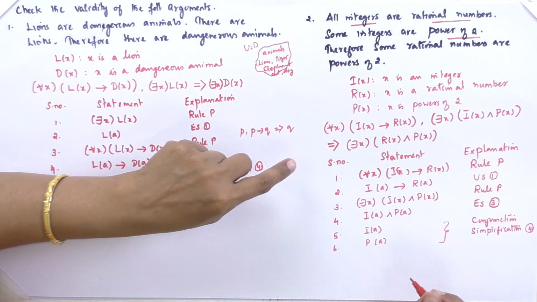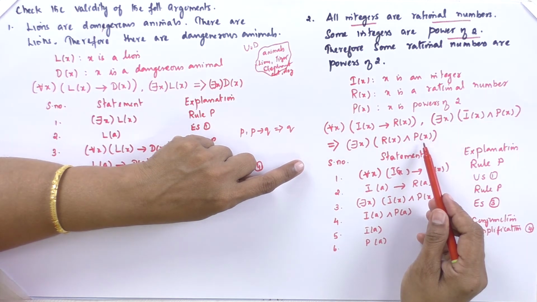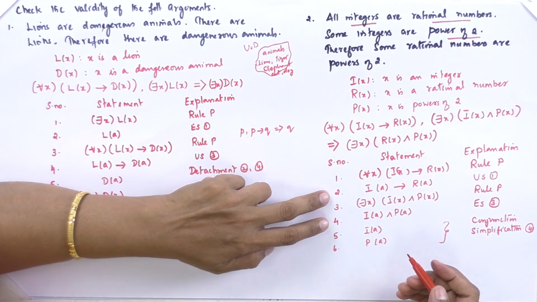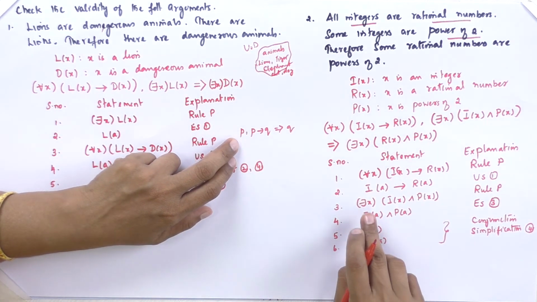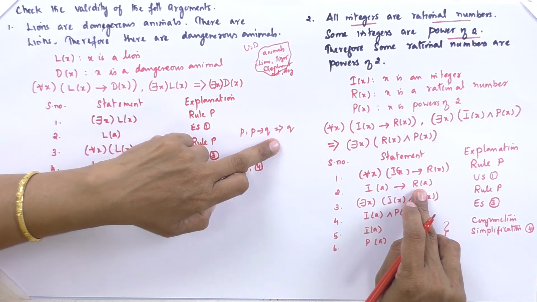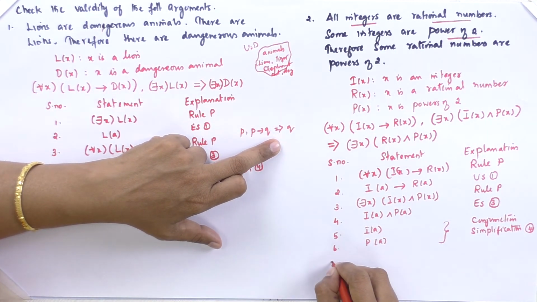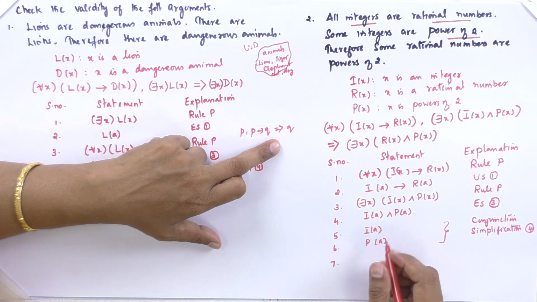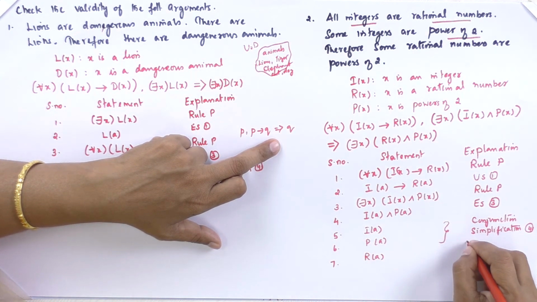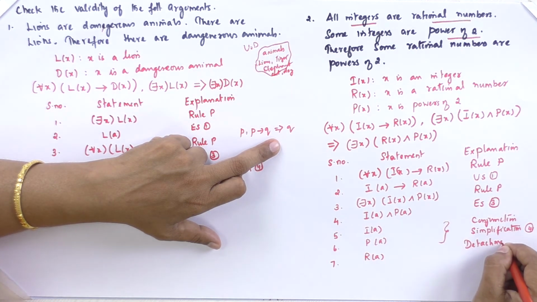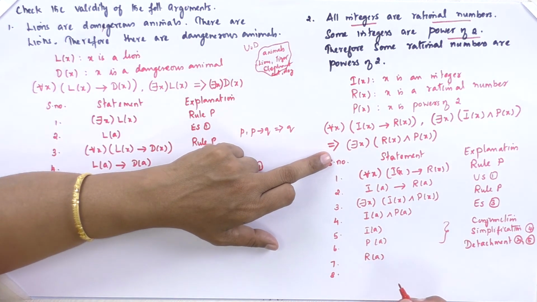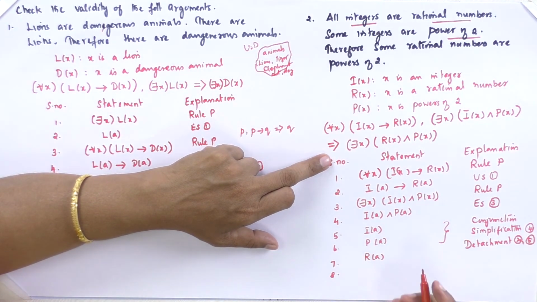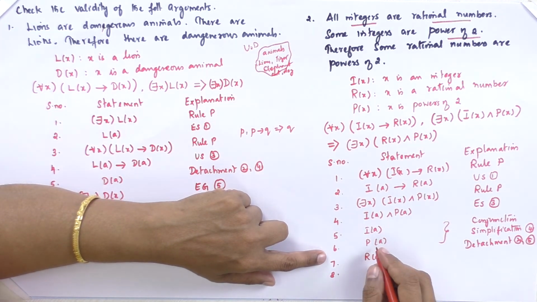Now look at this, the conclusion must be connecting R and P. So now we have 2 and 5. Again detachment law: P comma P conditional Q implies Q. So I can apply it and I will be getting R of a. That is detachment on 2 and 5. Again you look at the conclusion, it involves rational numbers and powers of 2. So the conjunction of these two, we have R of a and P of a.